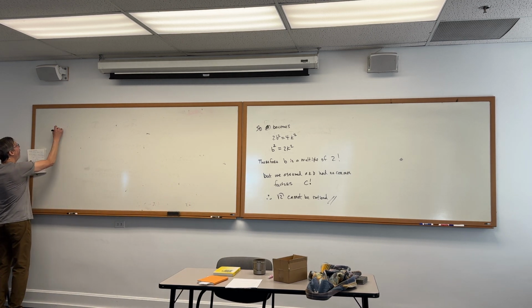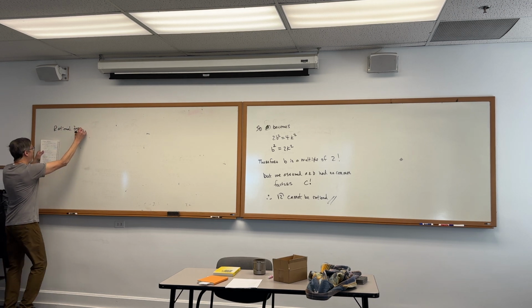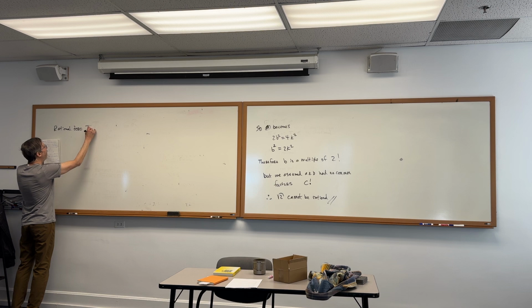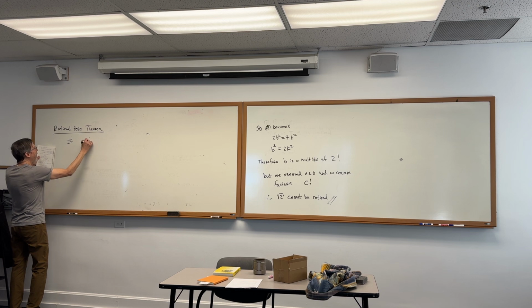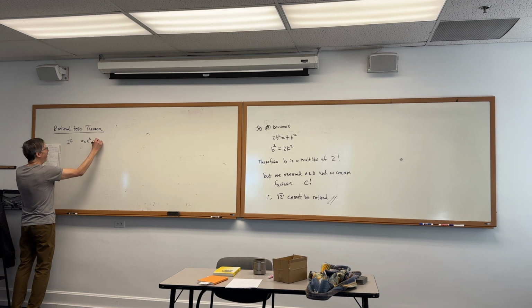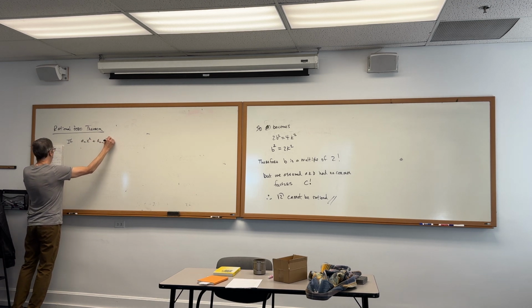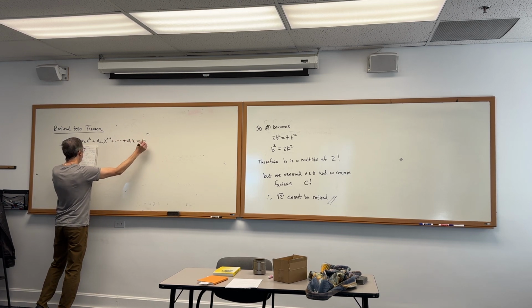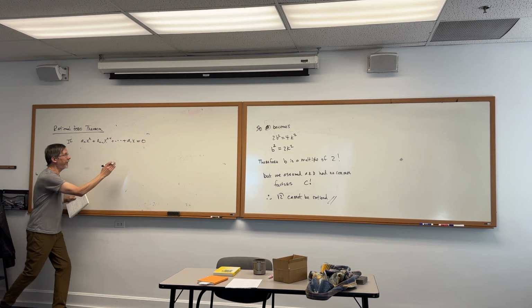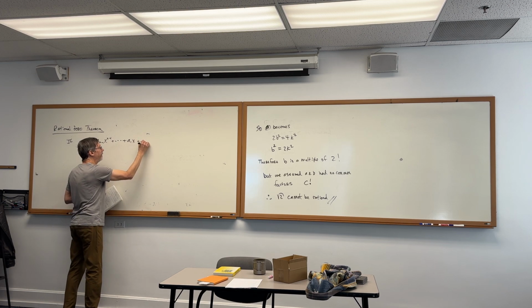So the rational zero theorem. I knew this theorem, and we probably all did at some point in our life. It says that if I have an nth degree polynomial set equal to 0, plus a naught, I've got a constant term.